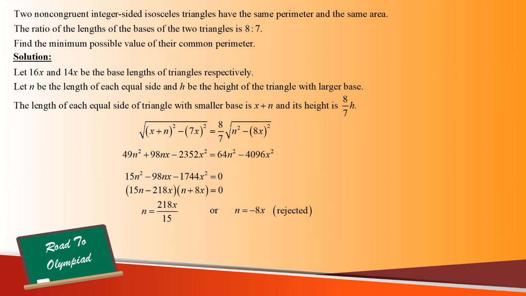Similar to the first solution, since 218 and 15 are relatively prime, the smallest x and n we can have must be 15 and 218 respectively. With this, we can calculate the smallest perimeter to be 16 times 15 plus 2 times 218, which is equal to 676. And this marks the end of our second solution.